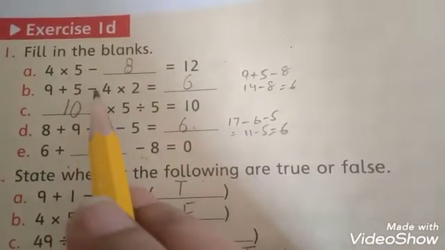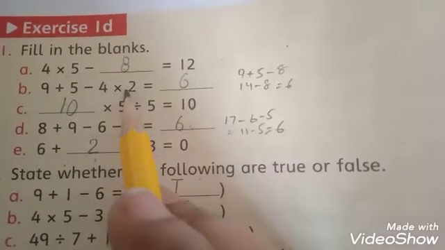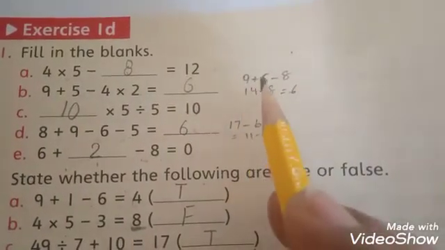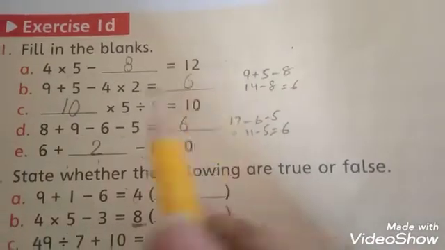9 plus 4 minus 4 multiply 2. Here we use DMAS rule. First we multiply these two numbers, 4 times 2 is 8. 9 plus 4 minus 8. Now we add these two values, 13. 13 minus 8 is equal to 5. Then we write here 5.